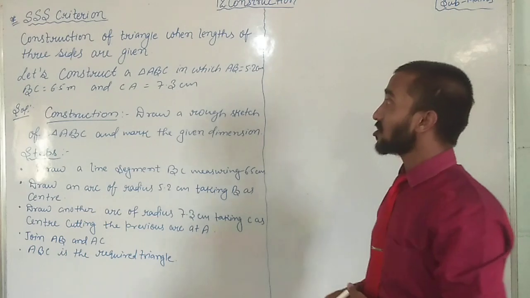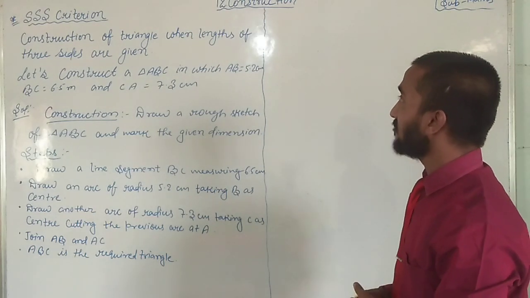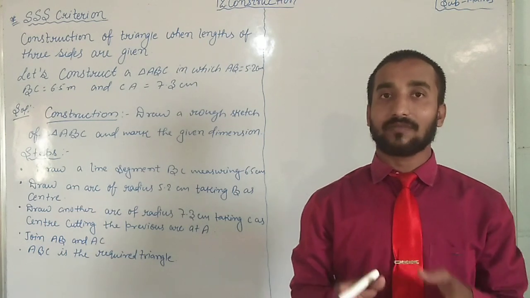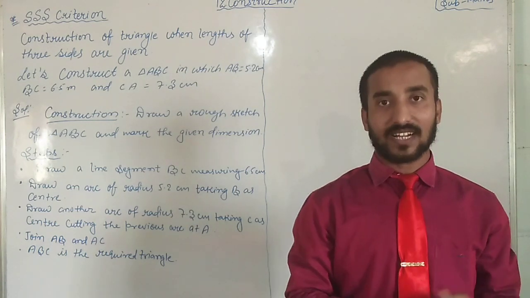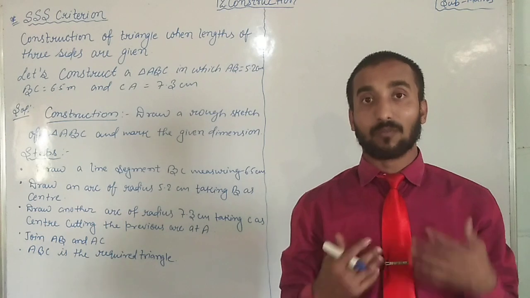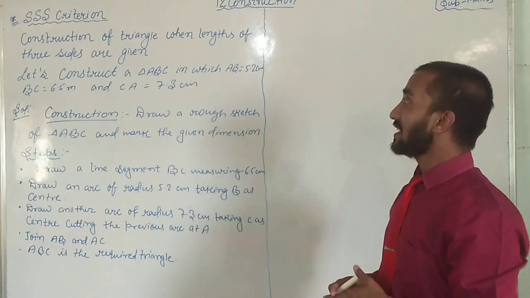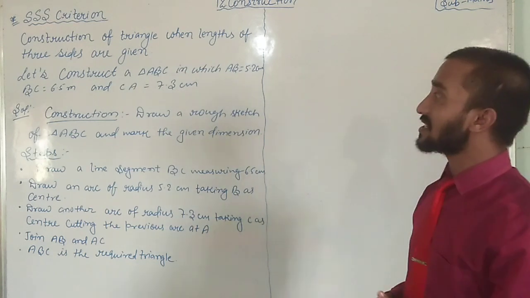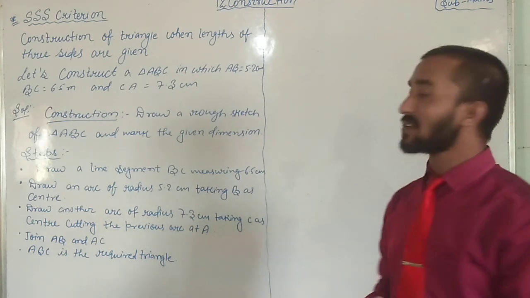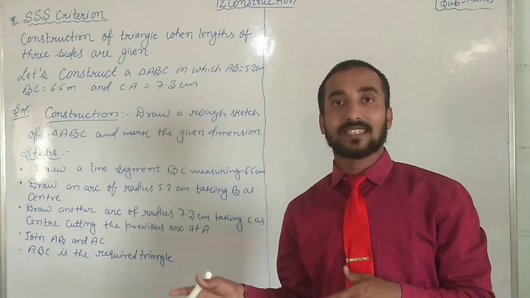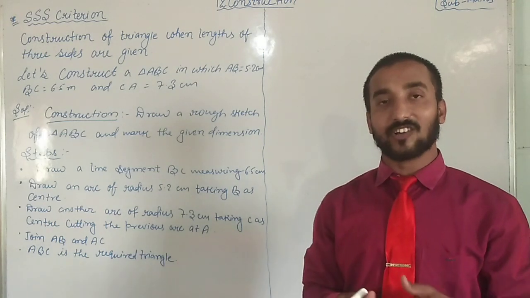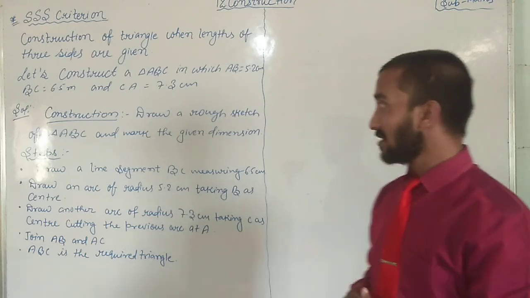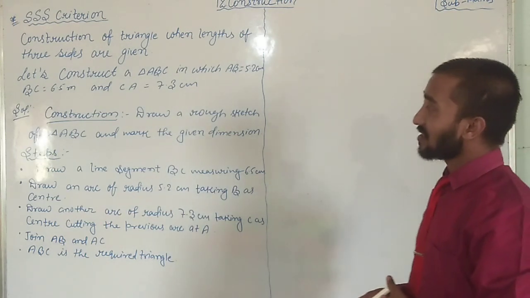So see, construction of a triangle when the lengths of three sides are given. It means when all three sides of a triangle are given, how will you construct the triangle with the help of a compass? Let's construct a triangle ABC in which AB is equal to 5 cm, BC is equal to 6.5 cm, and CA is equal to 7.3 cm. Students, all these measurements of the triangle are given and now we have to construct it. Let's see how.